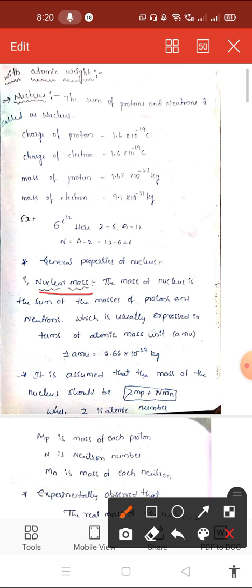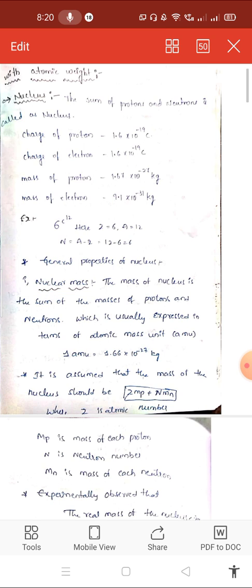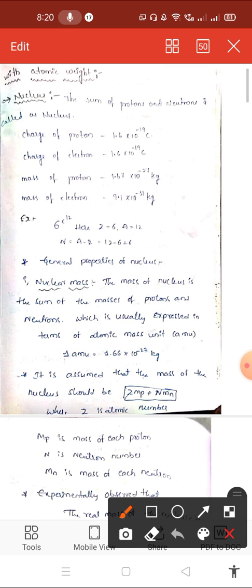In general, the mass is usually expressed in terms of atomic mass units. So, what is 1 AMU? You have to remember this value. 1 atomic mass unit is equal to 1.66 into 10 to the power of minus 27 kg. This is a standard value.